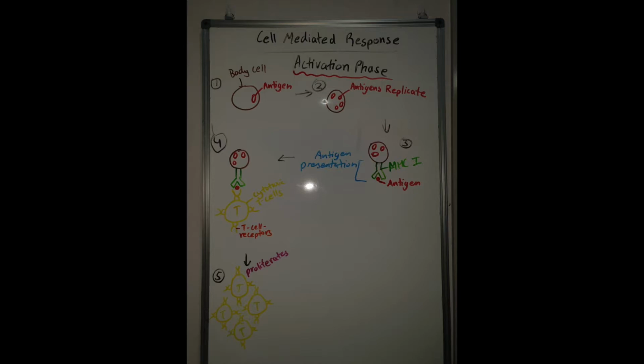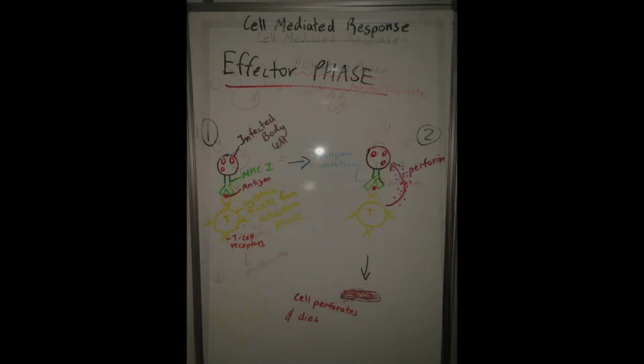A cytotoxic T cell that is specific for this antigen binds to the antigen and the MHC molecule complex. Next, the cytotoxic T cell becomes activated and multiplies with the same specificity. In the effector phase, the cytotoxic T cell from the activation phase binds to the infected cell and releases perforin. The perforin goes inside the cell, which causes the infected cell to perforate and die.